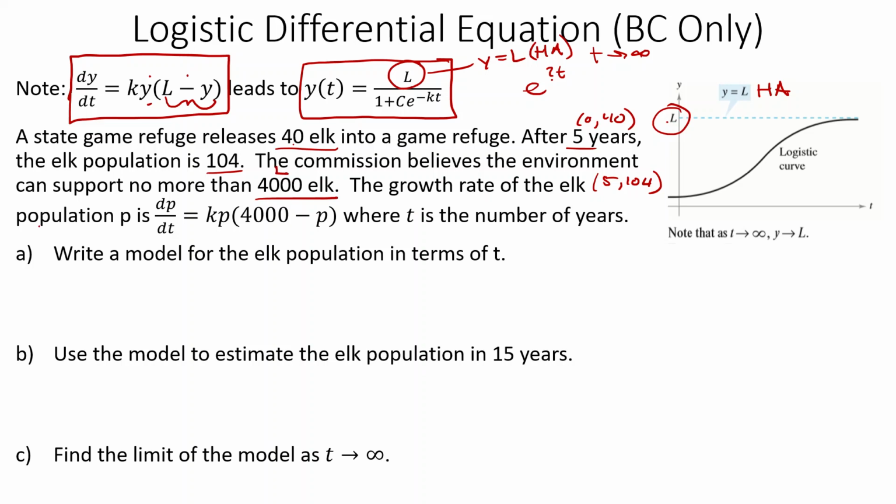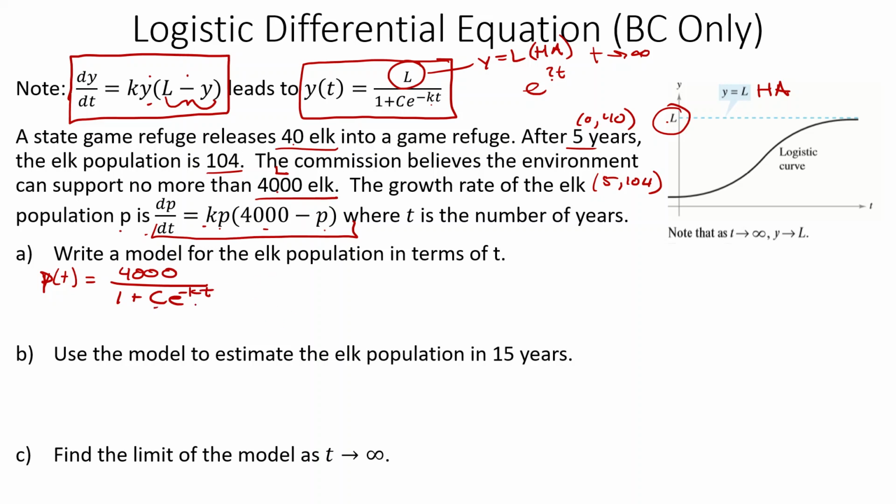The growth rate of the elk population P is dP/dt equals a constant times P times (4,000 minus P), where t is the number of years. A model for the elk population in terms of t. So really, we're just plugging into this. So we're going to get that y of t. I guess we're not using y here, we're using P. So P of t, population at time t, is equal to L over, well, L is 4,000, 1 plus C e to the negative kt.